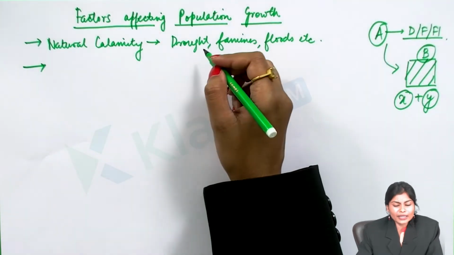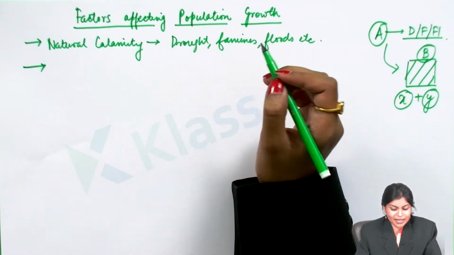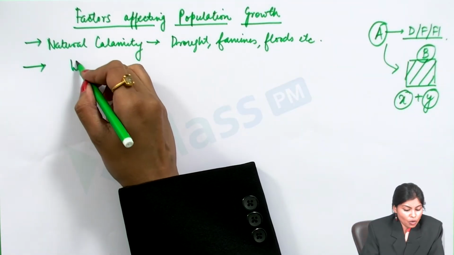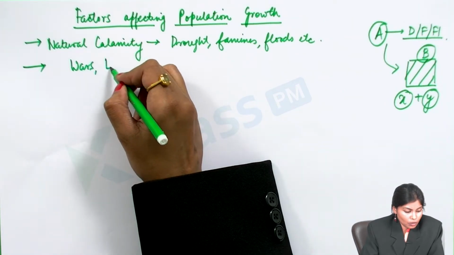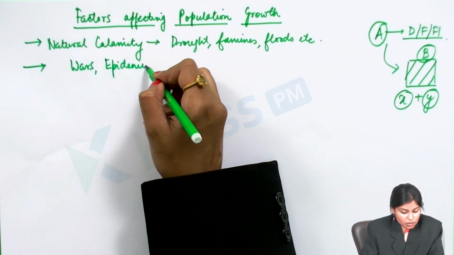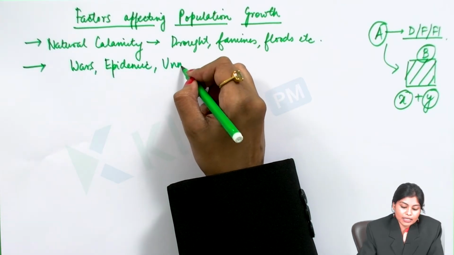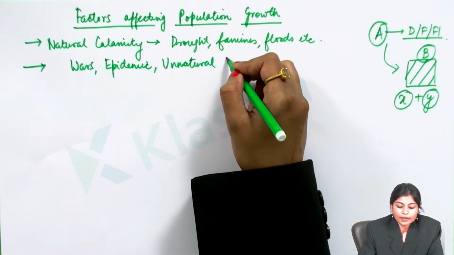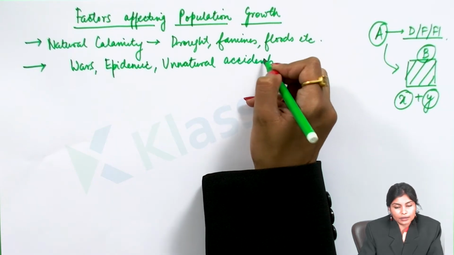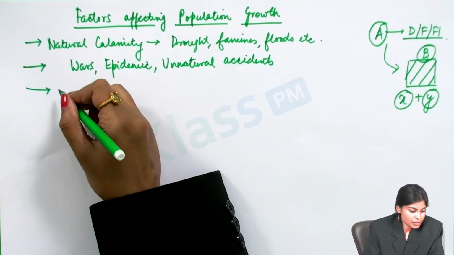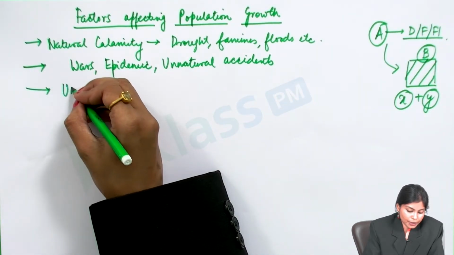Not only in case of disasters like drought, famines or floods, but also in cases of war, or any epidemic situations, or some unnatural accidents, people tend to shift from one place to another. The next reason is also urbanization.